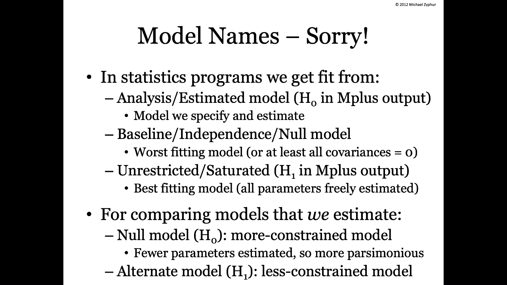So we've got our model, the analysis model. We've got the worst model, the baseline. And then we've got one other model called the unrestricted or saturated model. And in Mplus, that's H1. That's the best possible model. It's like estimating all possible covariances and fitting the data as well as you can. So we can get a log likelihood for every single one of those.